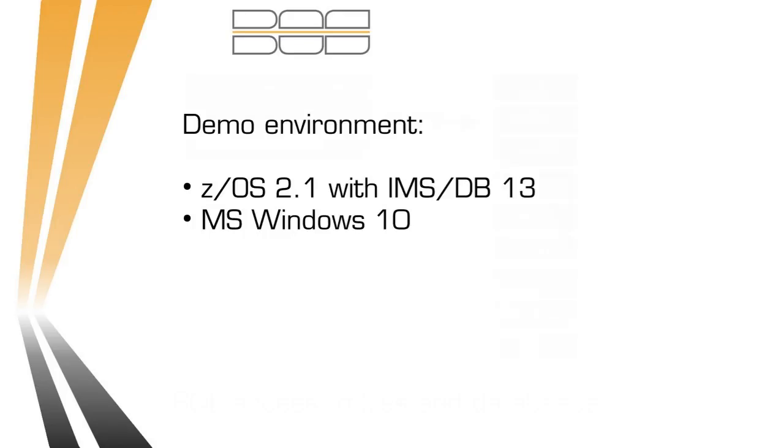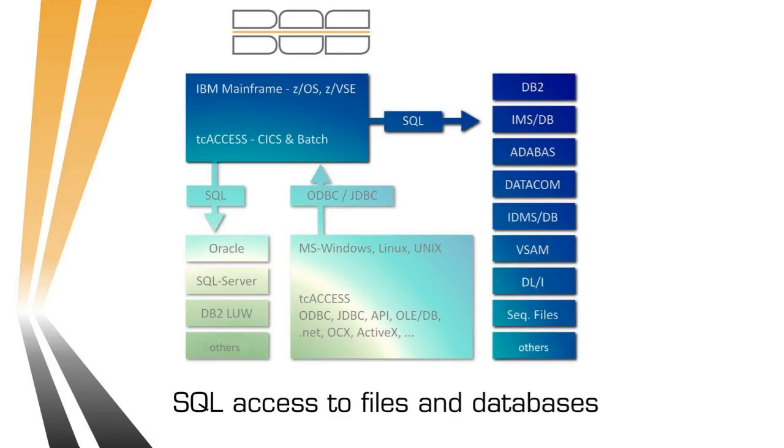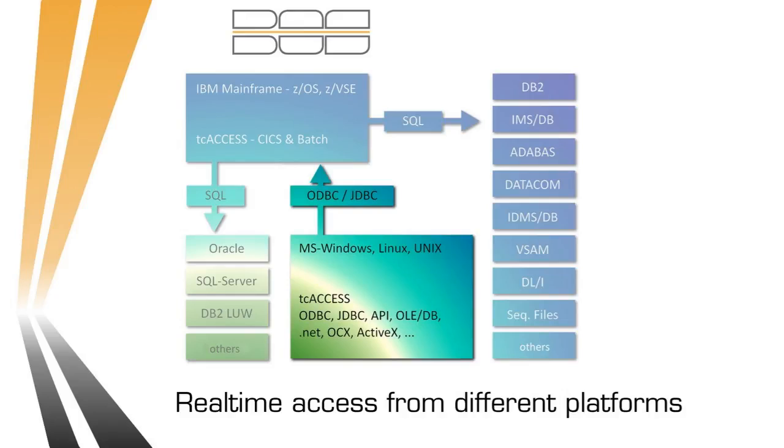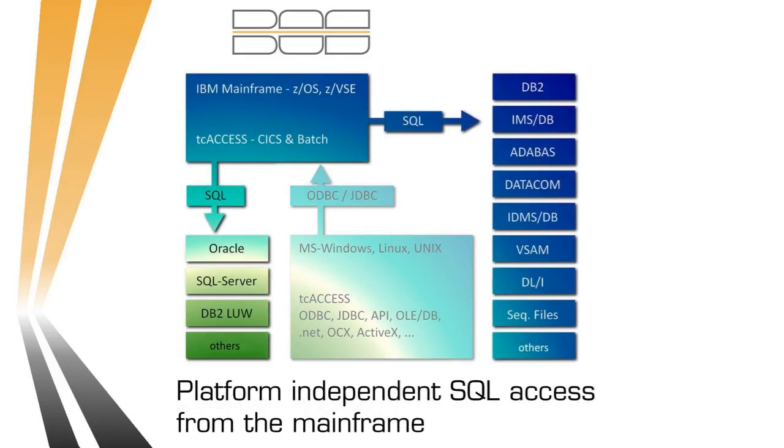But first, an overview over tcXS. The central aspect of tcXS is the relational access. It allows the access to data and databases via SQL, even if they're not SQL capable. The access from the mainframe also includes databases in the distributed environment, so traditional server databases. The access can be realized in various ways from different applications on different platforms. With this cross-platform SQL access, it is also possible to effectively define joins between mainframe and PC databases.